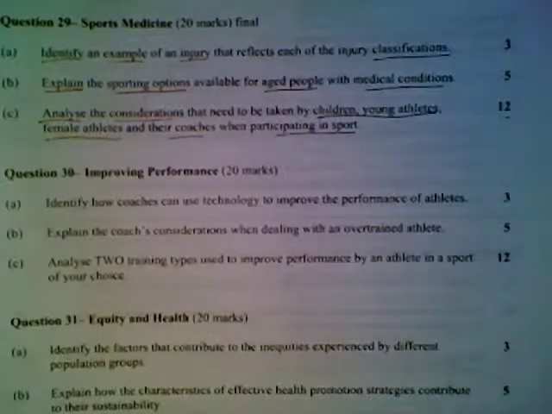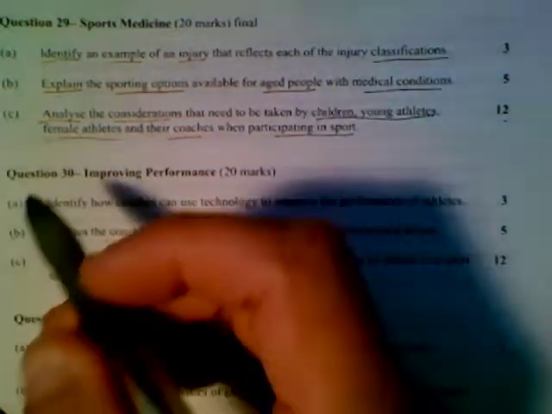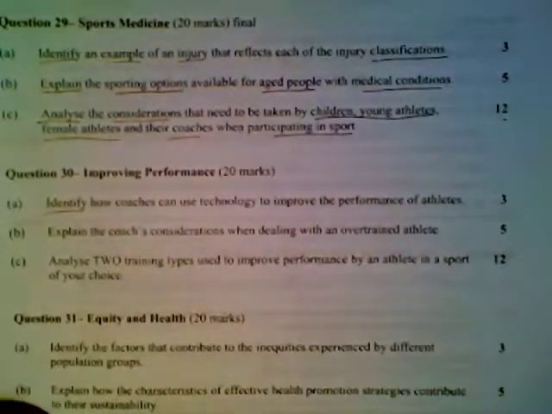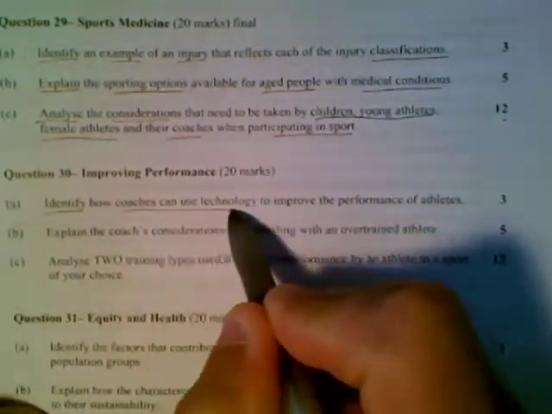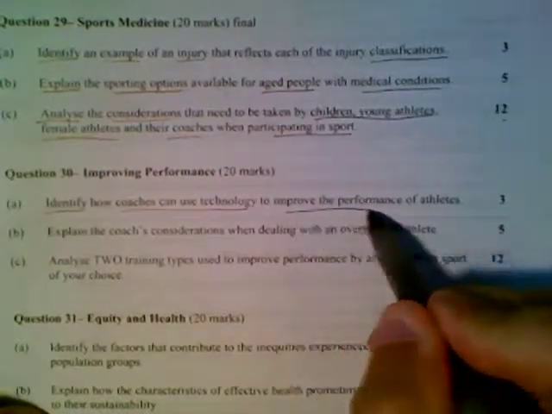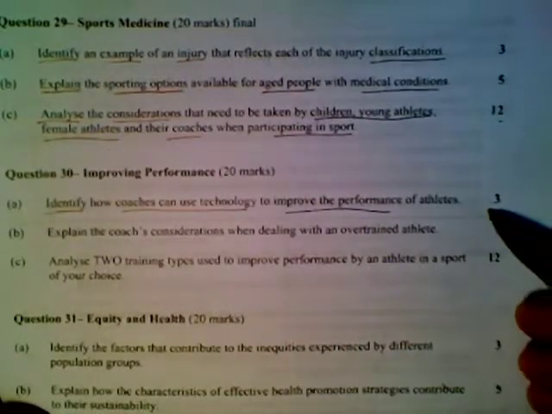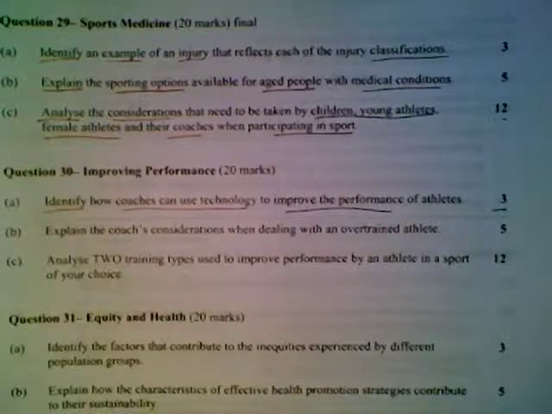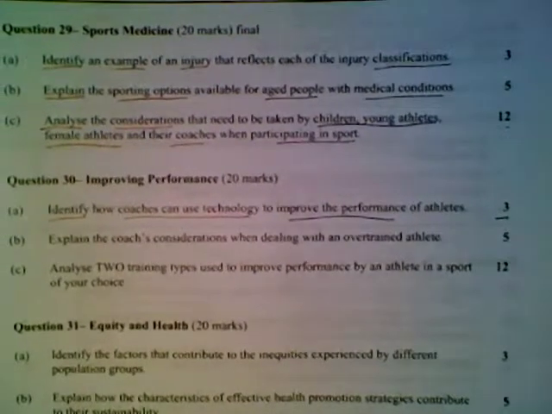Question 30 for improving performance, section A, asks the students to identify how coaches can use technology to improve the performance of athletes. So some things you'd look at first of all would be the key term, identify. We need to look at how coaches can use technology to improve the performance of athletes, and it's worth 3 marks. Okay, so that was the question that we were being asked to do.